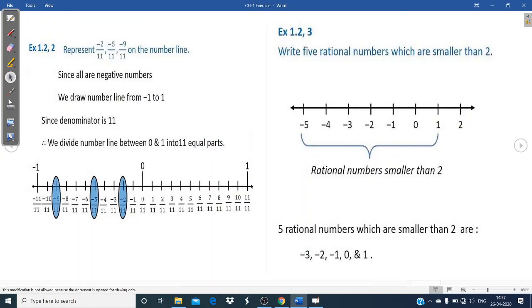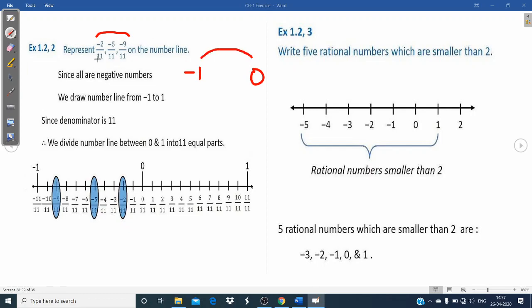Now second question. Here you have to represent -2/11, -5/11, -9/11 on a number line. Now we can see it is not in the form of a mixed number. So all three rational numbers will lie between what? Between -1 and 0, these numbers will lie.